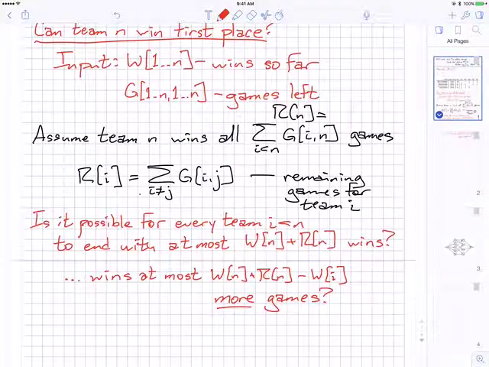Okay? So I want to know whether it's possible for all of the other games to play out, assuming that Team N wins every remaining game, so that the total number of wins of all future games by Team i is at most this quantity: the total number of games that Team N will win by the end of the season minus the total number of games that Team i has won already.